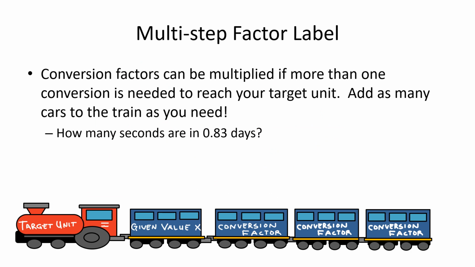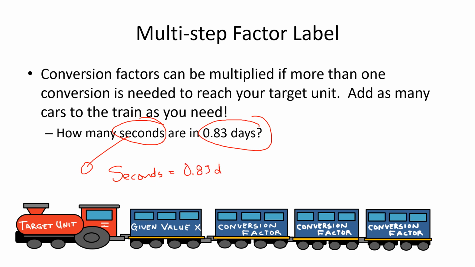All right, so once you have this method down, you can add conversion factors as needed. There won't always be a single conversion factor to go from the thing that you have to the thing that you're looking for. So let's have a look at one where we have to use several steps. In this one, it says how many seconds are in this many days. So our target is going to be the seconds, so I'll write that down. And our given value is 0.83 days.